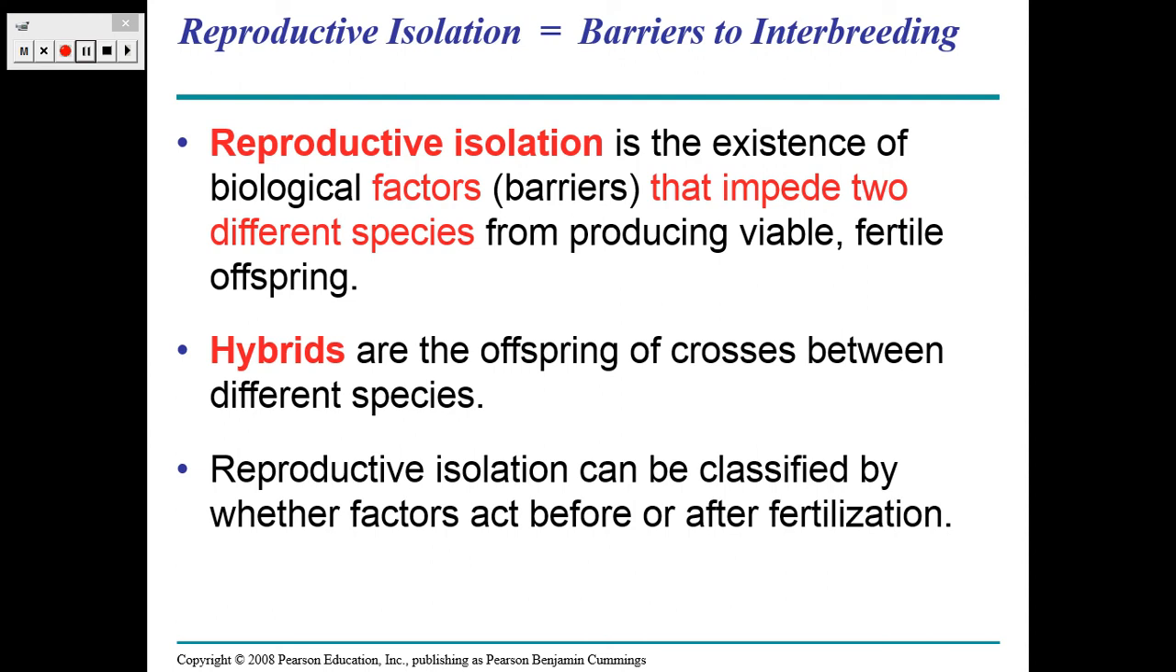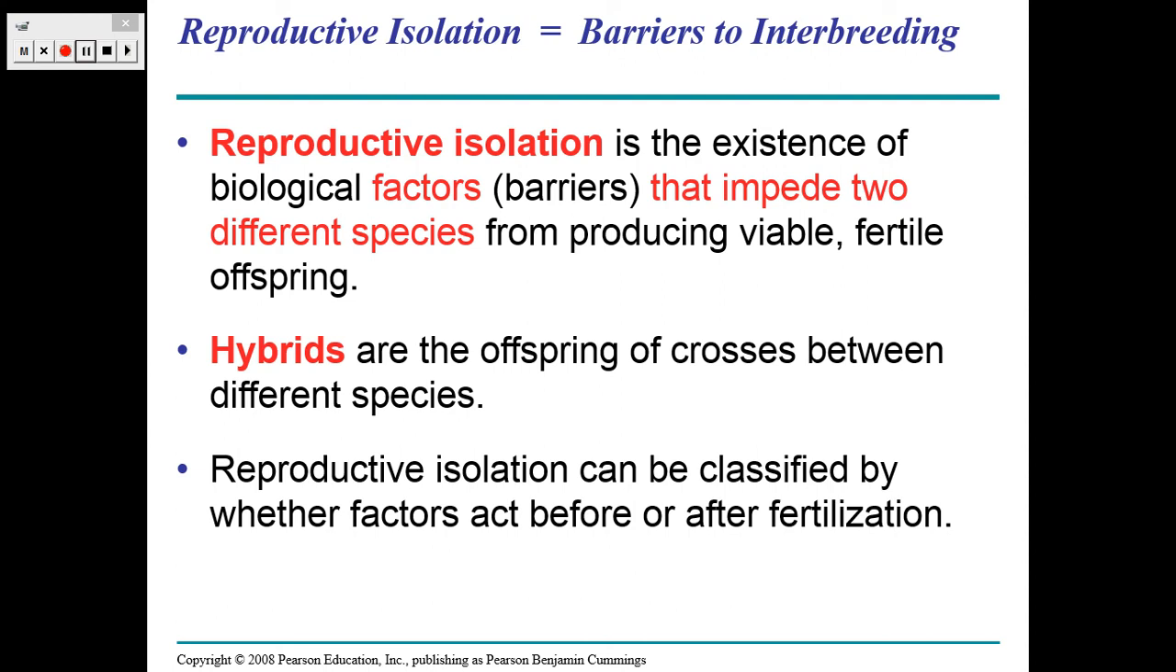Because our definition of species is based upon breeding and whether or not you can breed and produce fertile offspring, we've got to talk about interbreeding and the barriers to interbreeding, because that's going to be the key to defining what a species is. So reproductive isolation is the existence of any factor, any sort of barrier, that prevents two different species from producing fertile offspring.